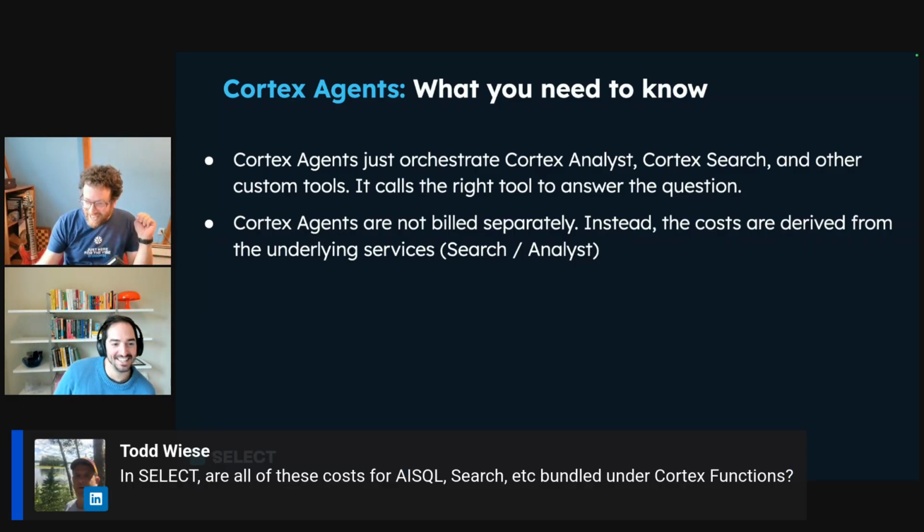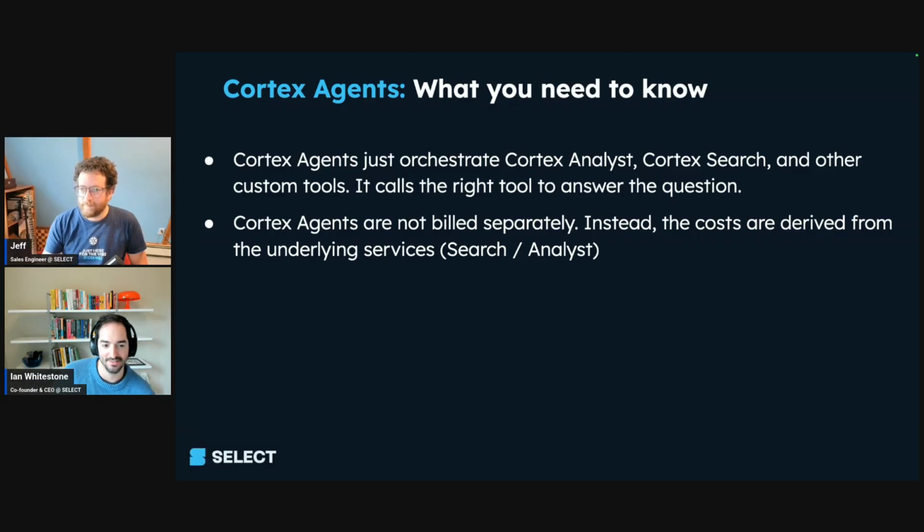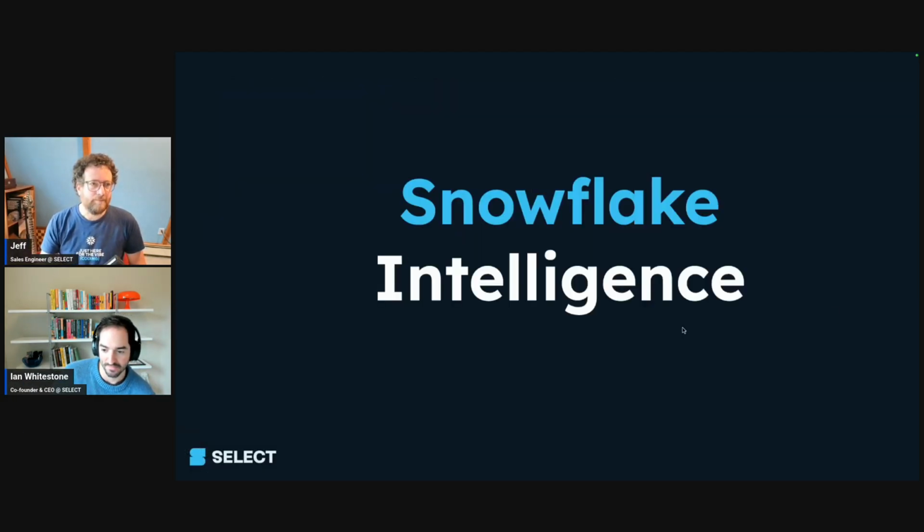Todd asks, in Select, are all of these costs, AI SQL, search, etc., bundled under Cortex functions? Todd, great question. Today in Select, we just support AI SQL, so that would all be bundled under the Cortex functions. We do have support coming out for the other services. Part of our ability to support those is bottlenecked by the metadata that Snowflake provides. So in certain services, we have to wait a bit longer. Other ones, we're able to provide more quickly.